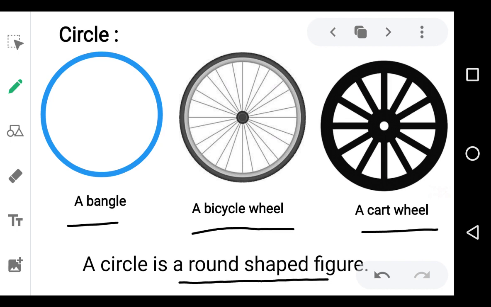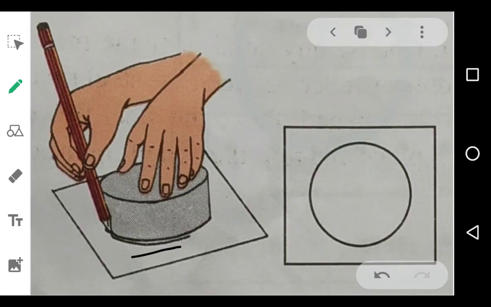Now after that we see how we can draw a circle. First, we need some instrument to draw the circle. So we take a small steel bowl and place it upside down on a piece of paper and draw a line around the bowl. What shape do you get? Yes, this is the shape of a circle. But the only problem is that you cannot get a circle of any size. It will always only be the size of the object that you are tracing.